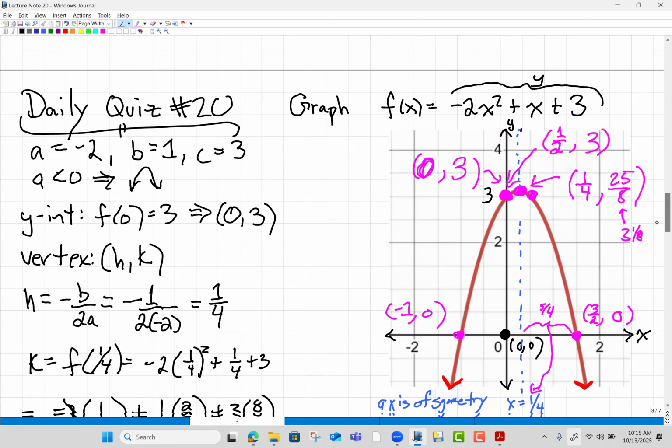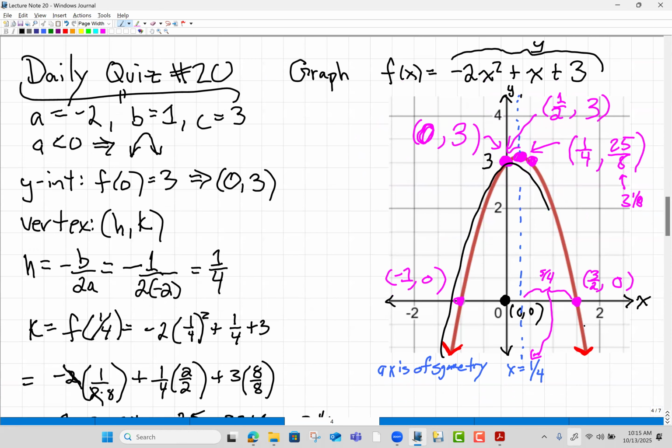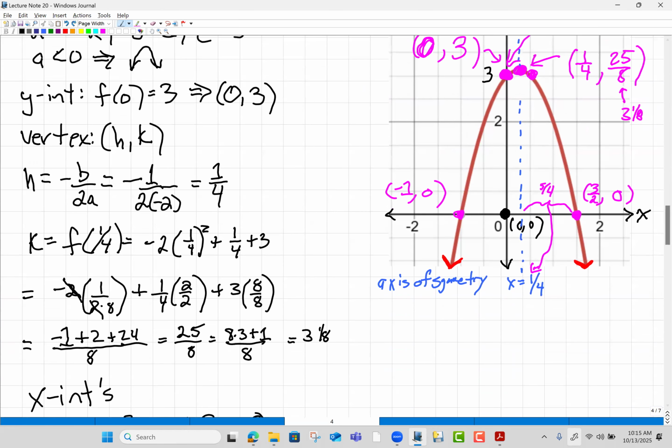And for this one, again, the domain is all real numbers. Its range: the highest it goes is 25 eighths. So anything from negative infinity all the way up to 25 eighths, with a square bracket. And since that's the highest it goes, this is called its maximum.